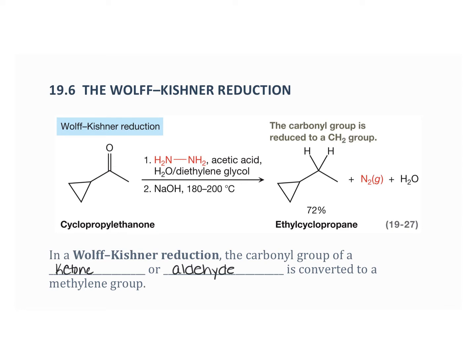I want you to notice this is under mildly acidic conditions. That's why we see acetic acid here. And then it's followed by heating in the presence of a strong base. And sometimes under the reaction conditions, you'll see a temperature like we see here. And then ethyl cyclopropane is produced. So basically with this particular reaction, we again are taking this carbonyl carbon and reducing it to a CH2 group.